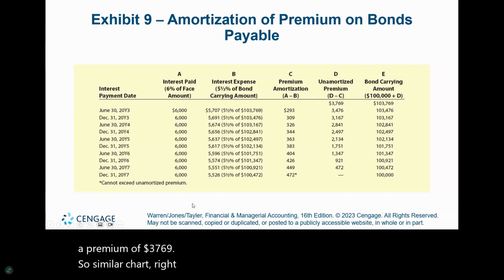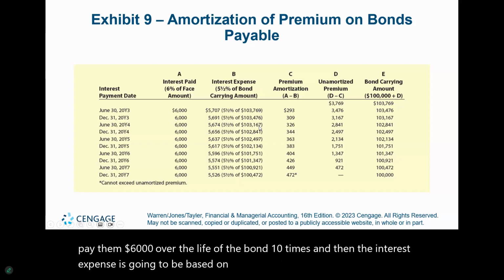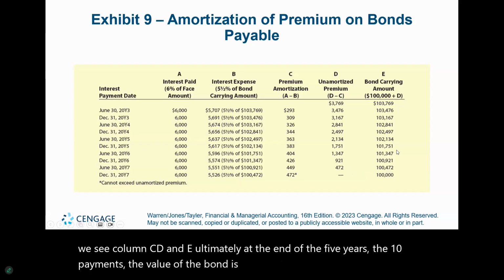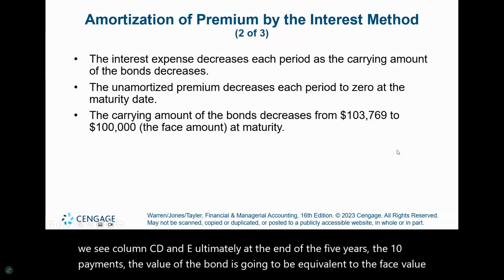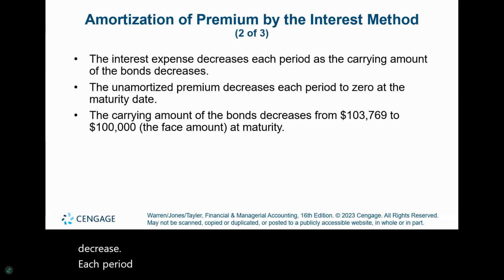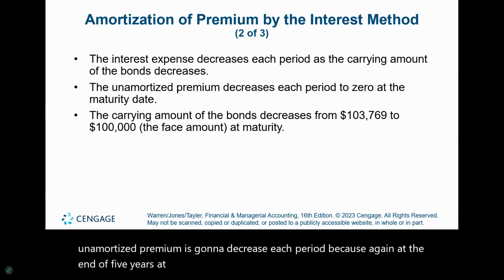The interest paid, we're promising we're going to pay them $6,000 over the life of the bond, 10 times. And then the interest expense is going to be based on the market rate. So this changes a bit. So we see columns C, D, and E. Ultimately, at the end of the 5 years, the 10 payments, the value of the bond is going to be equivalent to the face value. So as we're amortizing the premium, the interest expense is going to decrease each period as the carrying amount of the bond decreases. And the unamortized premium is going to decrease each period because, again, at the end of 5 years, at maturity, the carrying amount of the bonds is going to be equivalent to the face value.